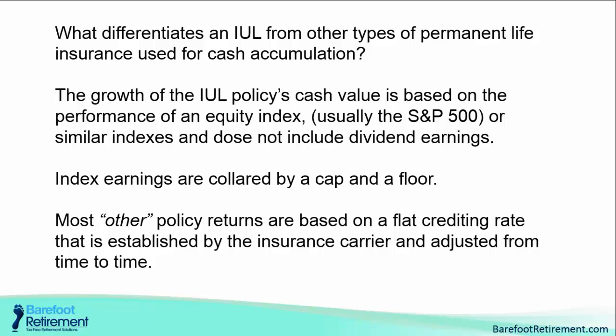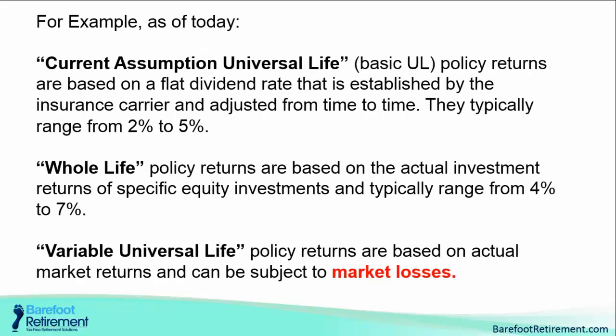Most other policy returns are based on a flat crediting rate that's established by the insurance carrier and is often adjusted from time to time. So, for example, as of today, with the current assumption universal life, or what they call the UL, the policy returns are based on a flat dividend rate that's established by the insurance carrier, and they have the ability to adjust it from time to time. And typically, these range from a 2 to 5% return per year.